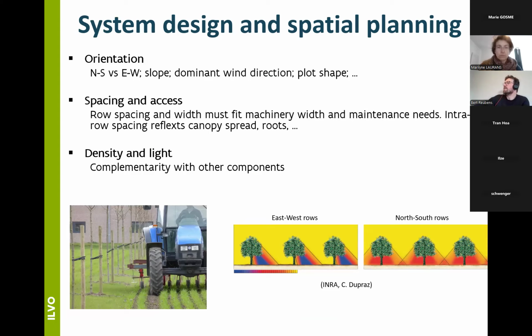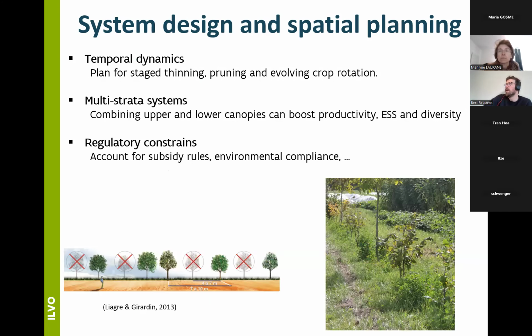And then you come to system design and spatial planning, which means you also have to think about orientation, spacing and access, density and light distribution in the system. These are aspects I covered already a little bit. It means making a choice between north-south orientation of tree rows or east-west, but there might be other reasons why you go for a certain orientation. It can have to do with the slope, for example, with the plot shape, with dominant wind direction, and so on. These are all aspects which influence design choices in terms of orientation, spacing, and so on.